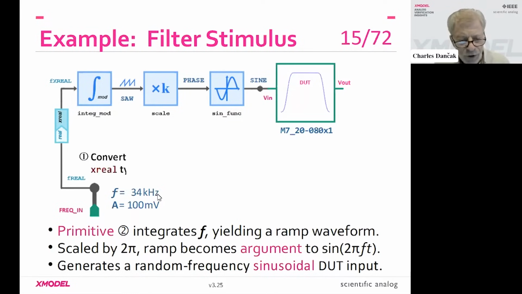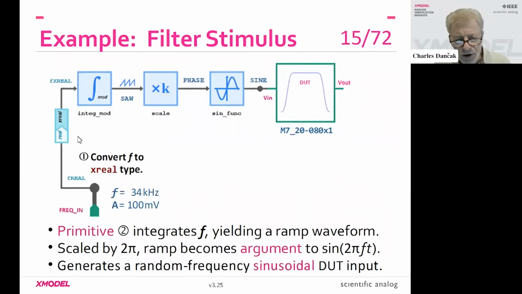So we need to first convert that ordinary real value, 34,000, into XReal type, which is XMODEL's workhorse type. It's actually a struct, and it contains not only the real value, but also other information that allows XMODEL to simulate analog signals at near logic simulation speeds.